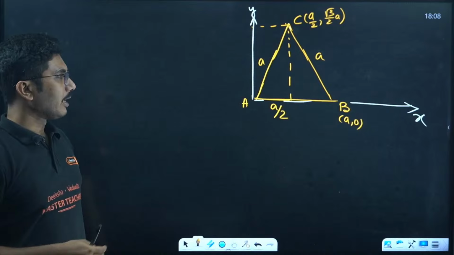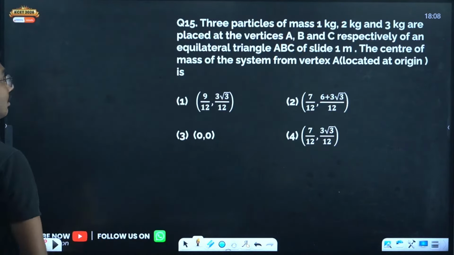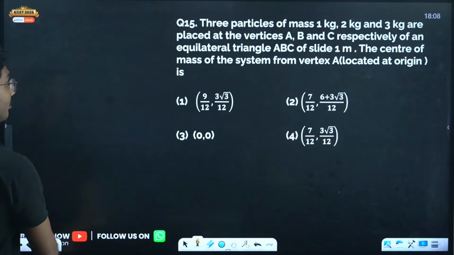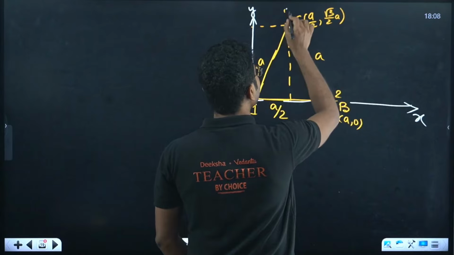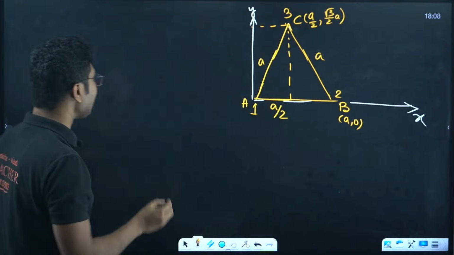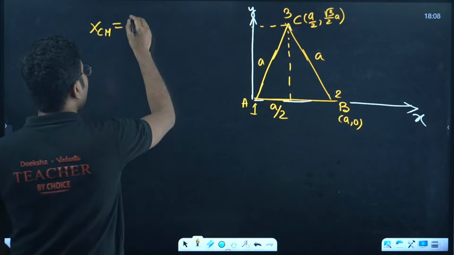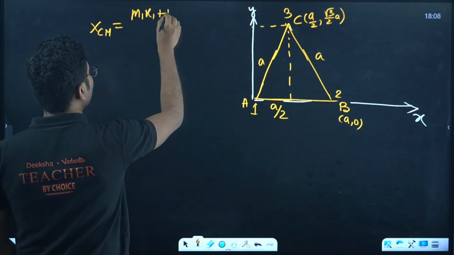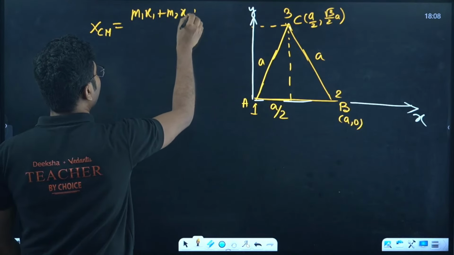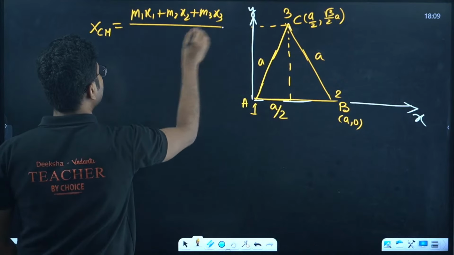Okay, and you have to calculate the center of mass, 1 kg, 2 kg and 3 kg. Now it is simple, 1 here, 2 here, 3 here. Now how to calculate XCM, YCM? XCM is equals to M1 x1 plus M2 x2 plus M3 x3 divided by M1 plus M2 plus M3.